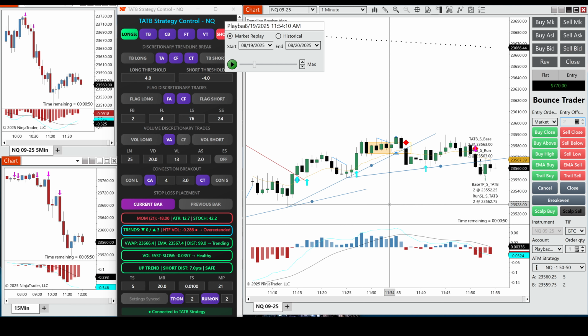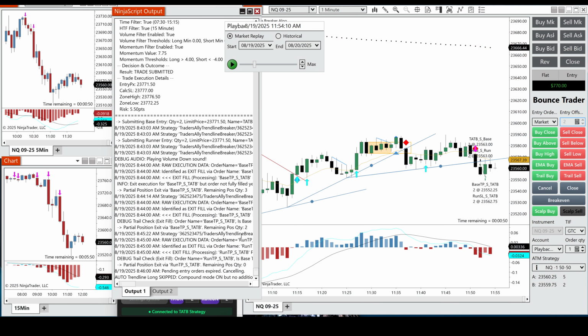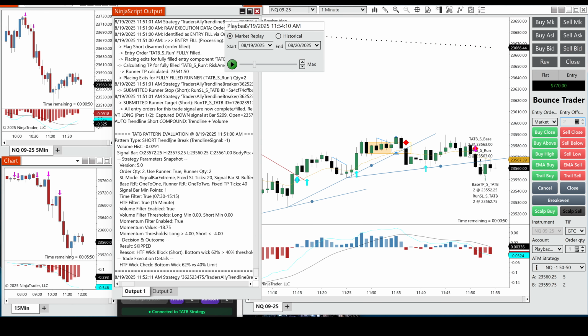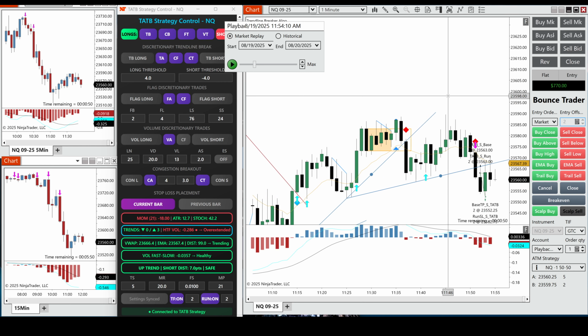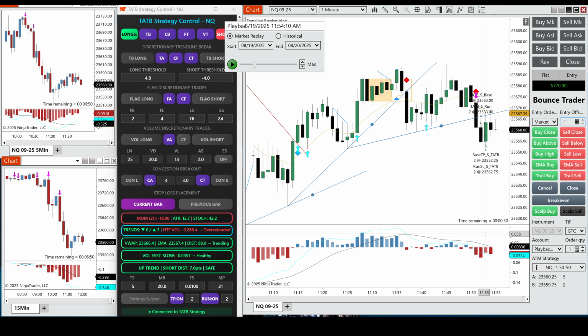So we've got another trade. Let's look at this trade, what it was. So this was a trendline break, short trendline break. And it also requires a double signal. It's not really well seen, but we have a trendline break coupled with a signal.